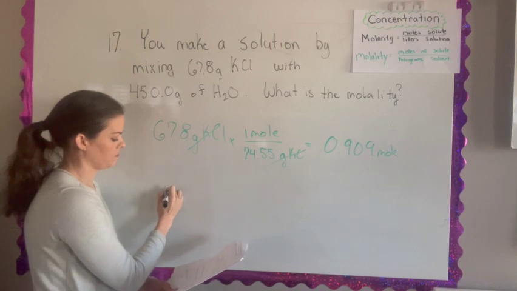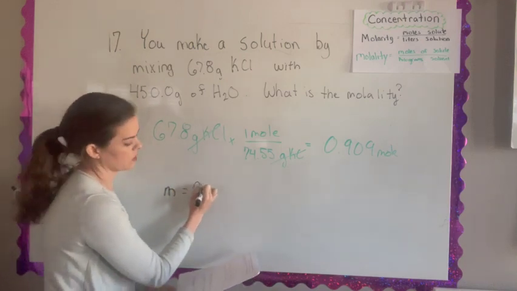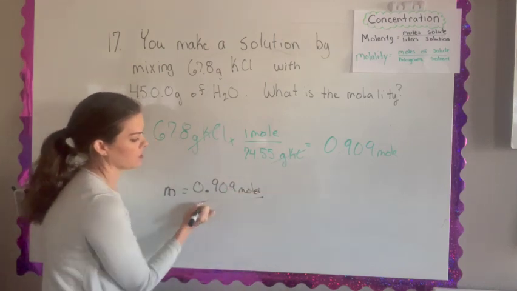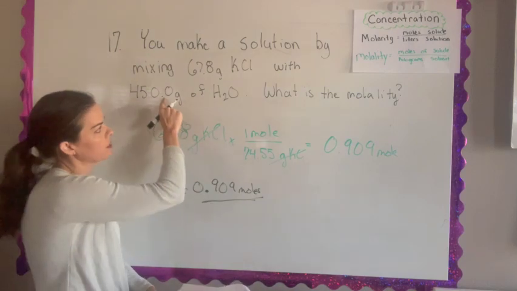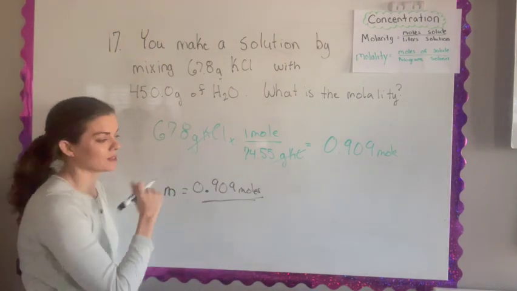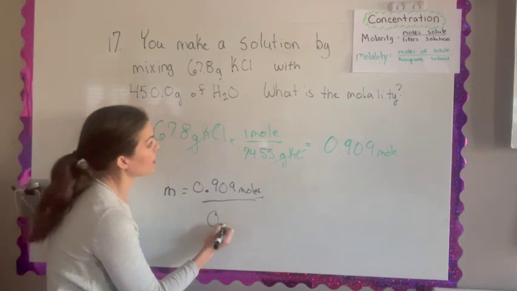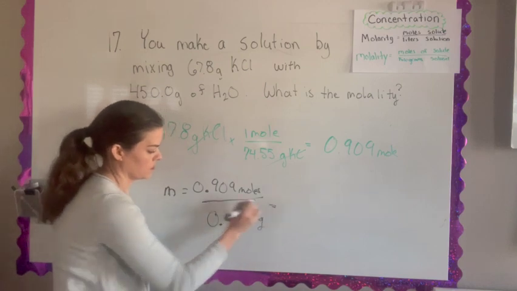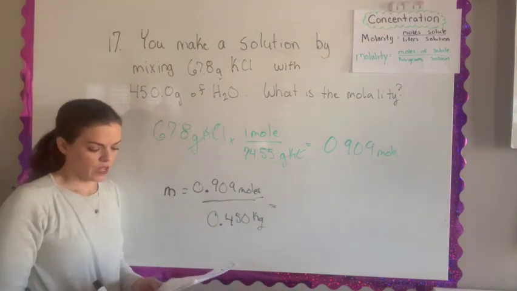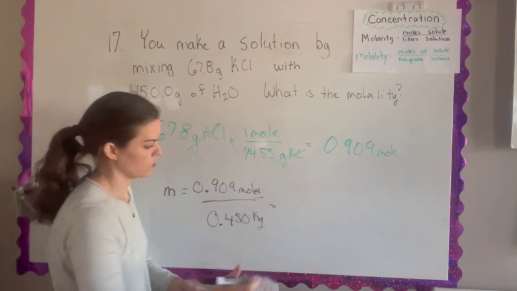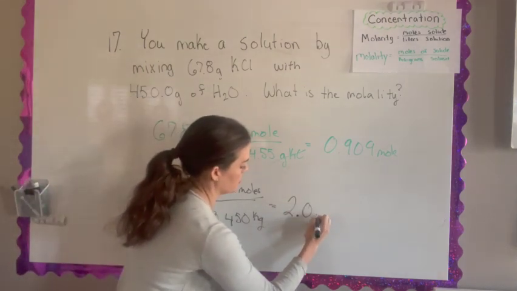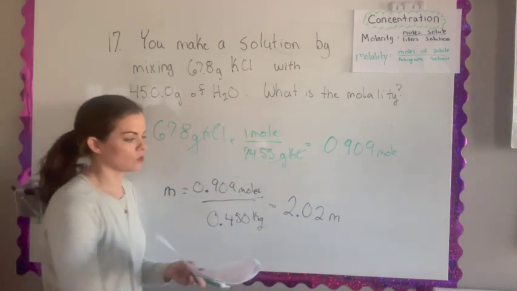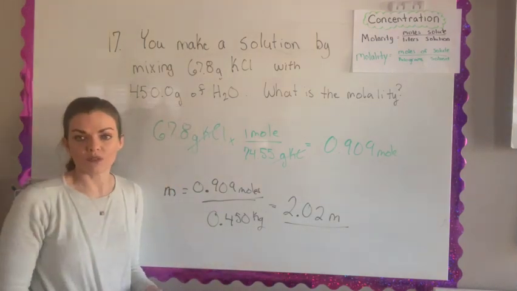So my little m is going to equal 0.909 moles. And remember, it's got to be in kilograms over solvent. So I'm just going to take my decimal and move it 3 times to the left because there are 1,000 grams in a kilogram. I'm just going to do the basic division there, and you should get 2.02 as a molality. This is your concentration of the solution that we have made.